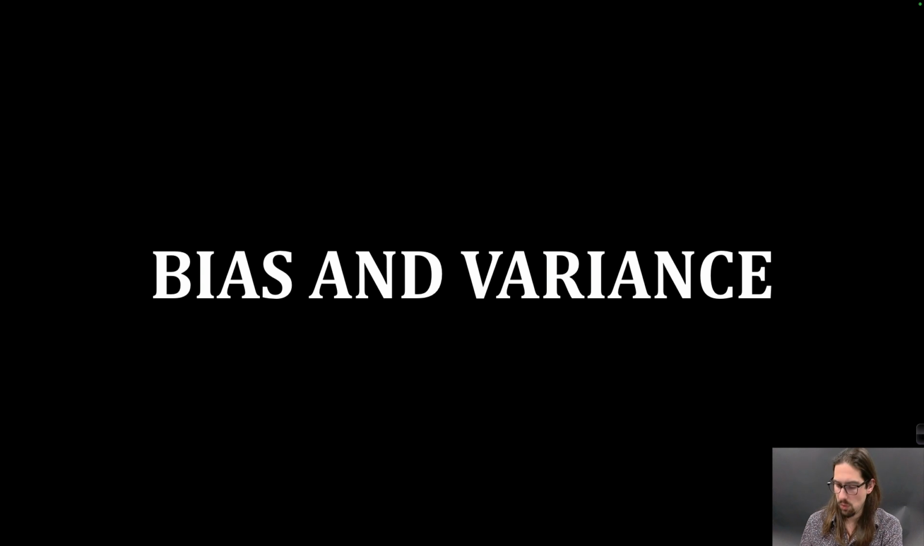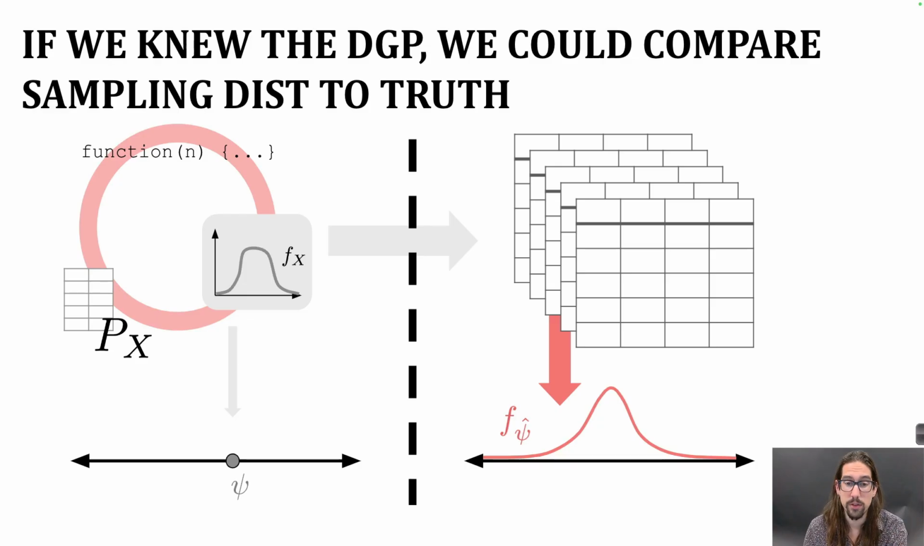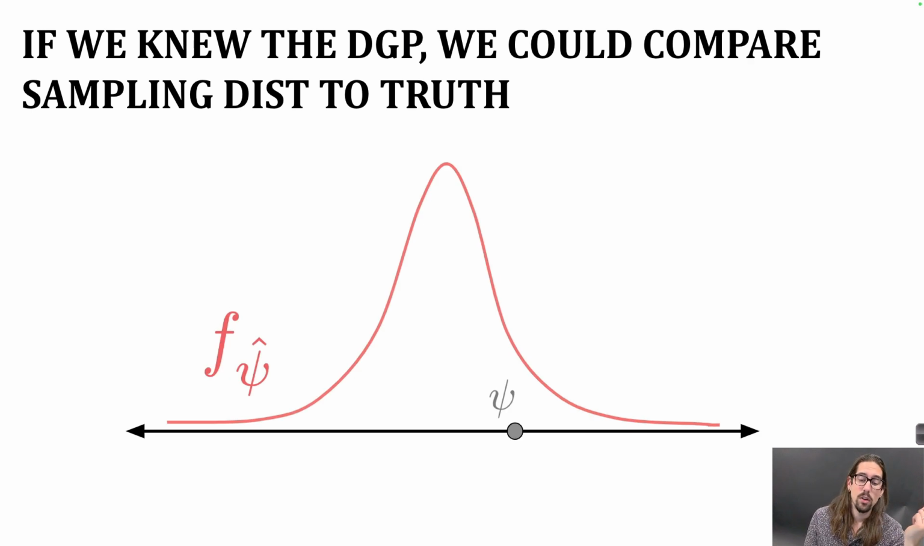And now the question is, is that good or bad? If we did somehow get the sampling distribution, how could we determine if that makes the estimator useful or not useful for estimating whatever we want? If we did know the data generating process, we could generate a whole bunch of sample data sets, compute the estimator, look at that histogram, and compare it to the true value of the estimand and say, is this good or bad? So that's what we're doing here.